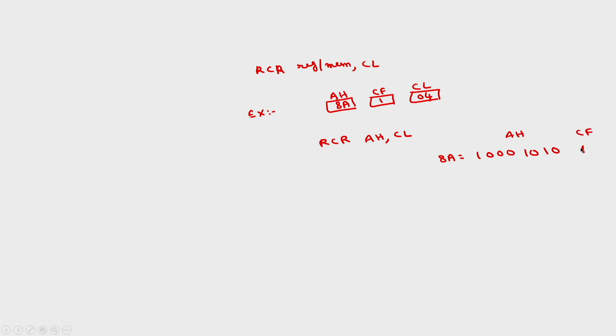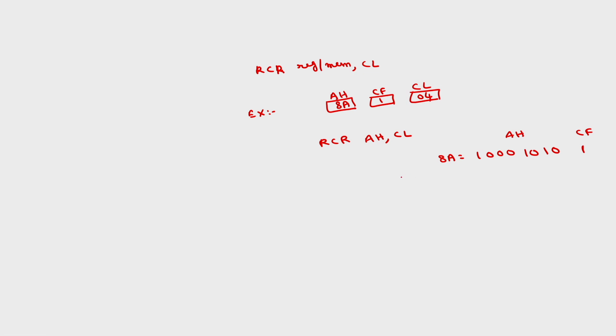If I take the same example, say AH is having some 8A and carry flag is set. And if CL is having say some 4, then this will rotate 4 times. If I write RCR AH comma CL, then 8A is equal to 1000 1010 and carry flag is initially set. This is AH contents, this is carry flag contents, this was initially set.